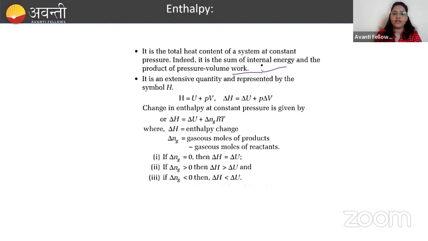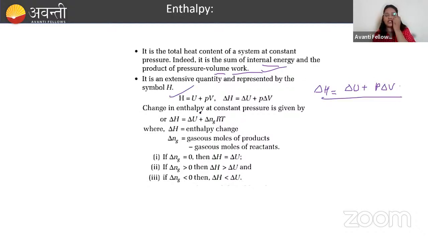So this is our first law of thermodynamics. It is the sum of internal energy and pressure-volume work. So delta H is related to the internal energy and the pressure-volume work. The expression is H equals U plus PV, and in terms of change, enthalpy at constant pressure is given by delta U plus delta Ng RT. Sometimes when pressure is not given, we know from the ideal gas law that PV is equal to nRT. So I can write this as delta Ng RT.